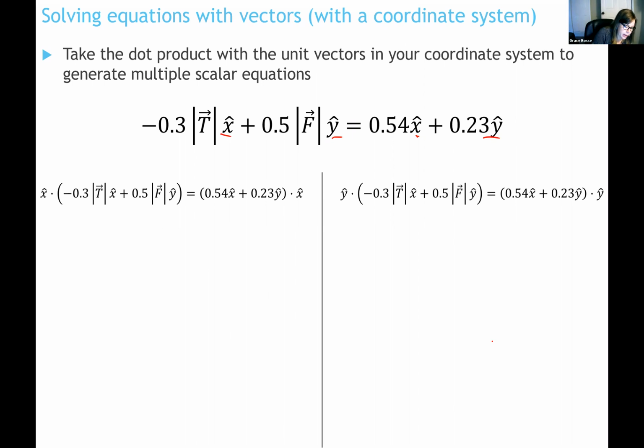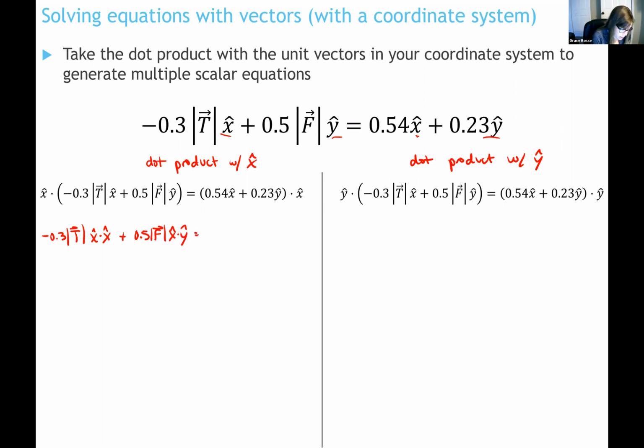I can see on the left-hand side over here, I took the dot product with x hat. And on the right-hand side, I took the dot product with y hat. And so I'm going to work on the left-hand side with the dot product with x hat, and let's simplify this and see how it becomes an equation with only one unknown. If I distribute the dot product, I get negative 0.3 times the norm of t, x hat dot x hat, plus 0.5 norm of f, x hat dot y hat.